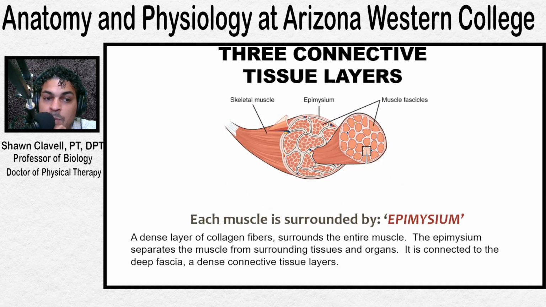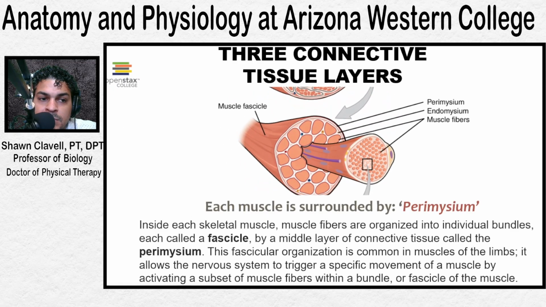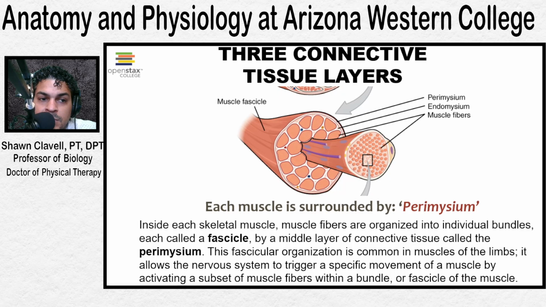So each muscle is surrounded by an epimysium. This is what will also blend into the tendon and surrounds the entire muscle. The epimysium separates the muscle from the surrounding tissues and organs as well. It's sometimes referred to as the deep fascia. The perimysium is located around each muscle fascicle.